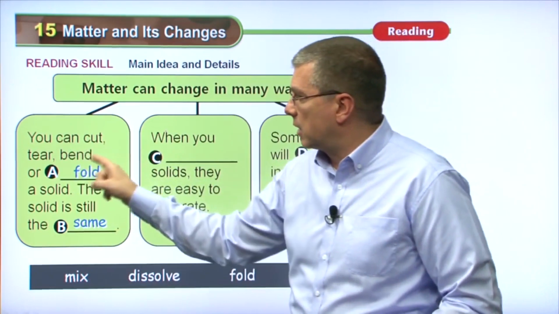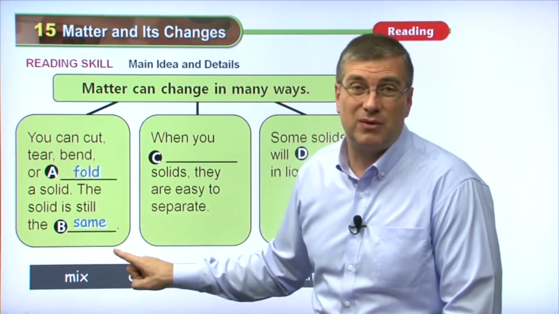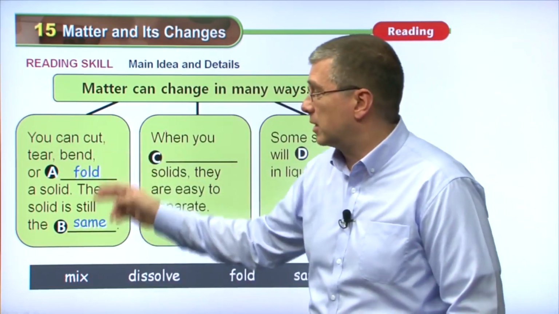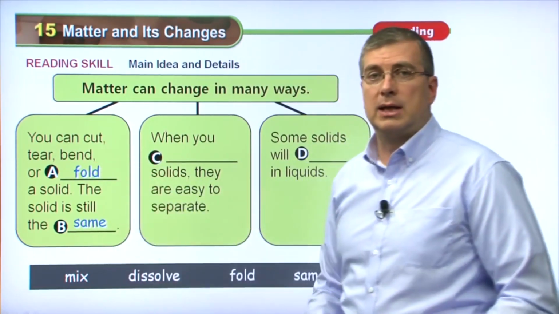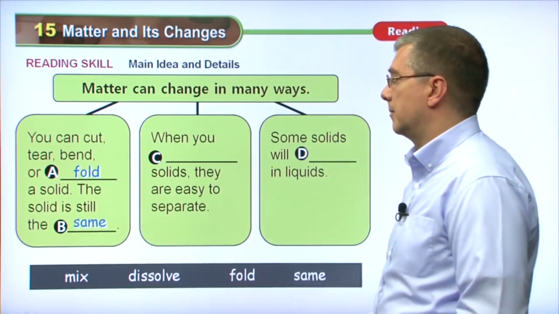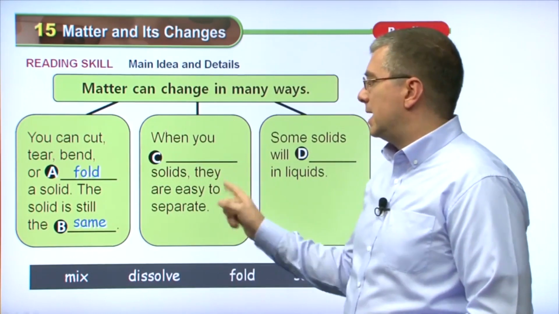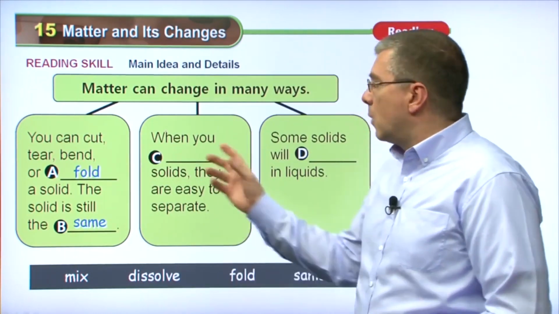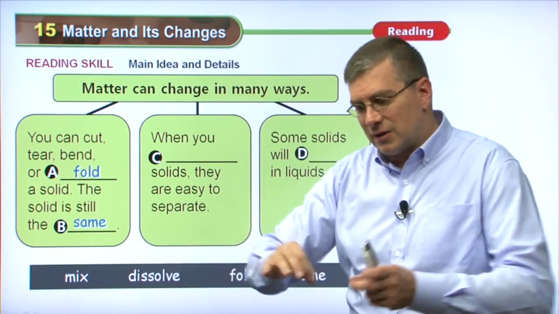Because you can cut, tear, or bend, or dissolve a solid. Yes, you can do that, but it's not the same if you do that, right? So that's why we have to look at these two sentences at the same time to figure out what is the correct answer. Okay, so let's move on to C. When you blank solids, they are easy to separate, okay? When you do something with solids, you can still separate them.